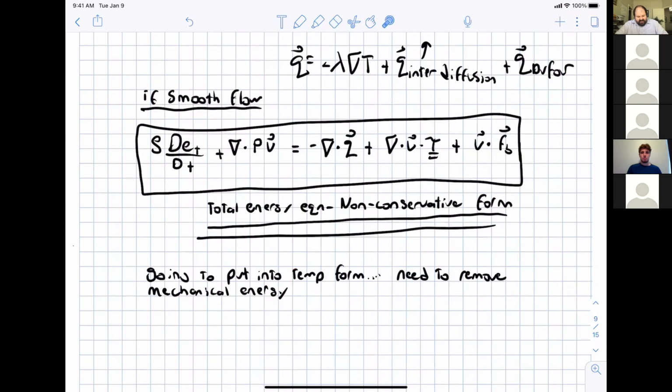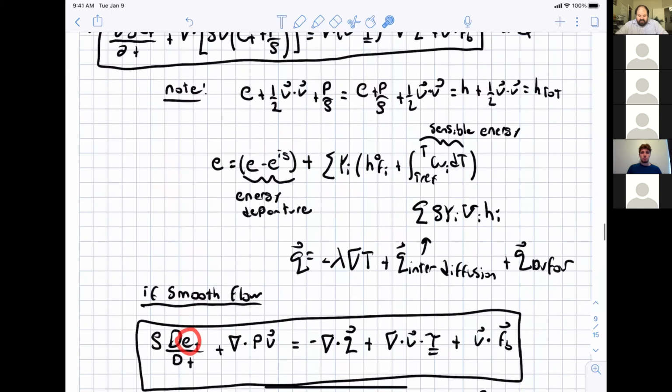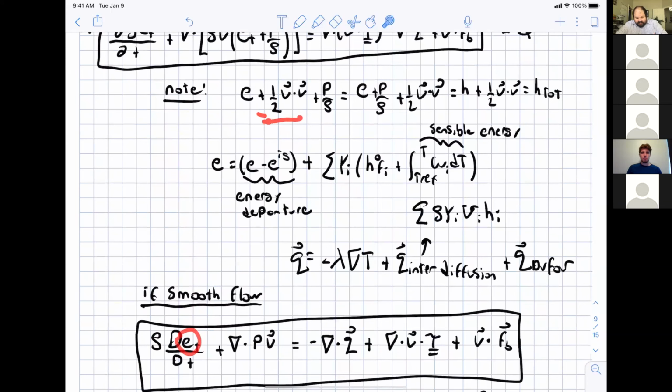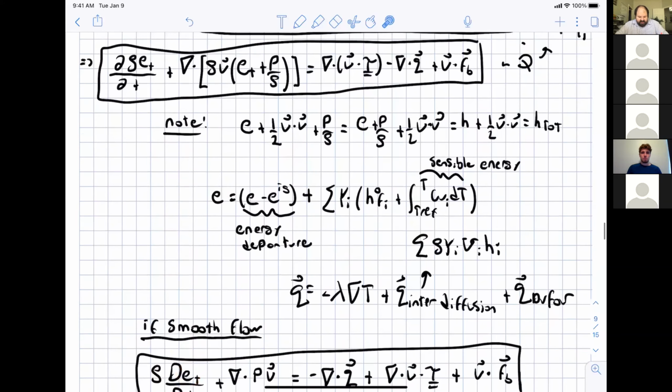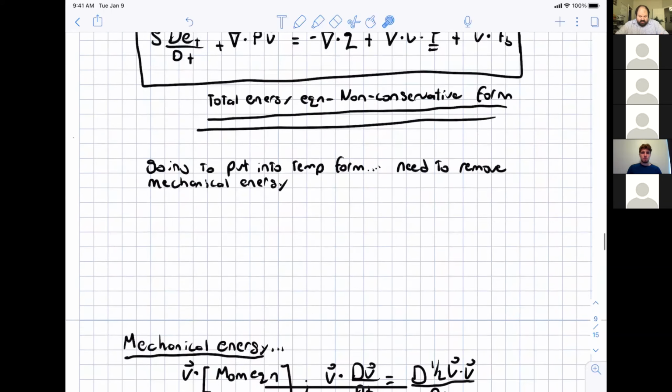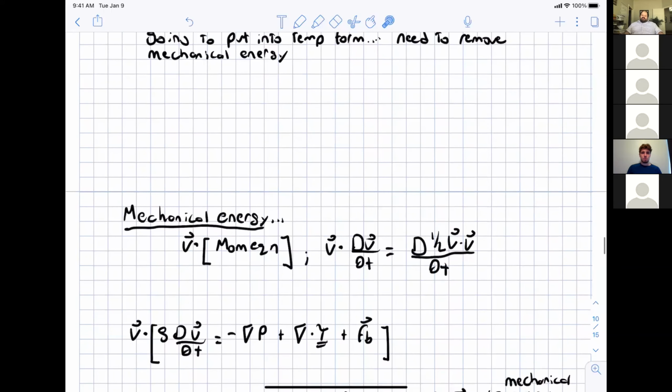And before I do that, I need to remove the mechanical energy from this total energy equation here, because remember, this total energy is defined to include the kinetic energy. And so I'm going to remove that from this equation right here. You guys have probably seen how to derive this in your Fluids 1 class, so I'm just going to go through it very quickly.